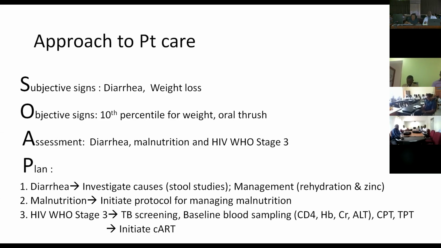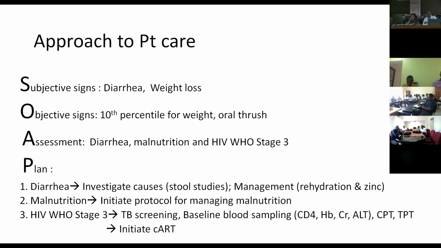And then objectively, these are things that we have assessed. We found that this child has malnutrition, which is in the 10th centile, weight loss, and oral thrush. So if we assess this patient, we find that the main problems are diarrhea, malnutrition, like it has already been said, and then let's not forget HIV, and this is actually WHO clinical stage 3.